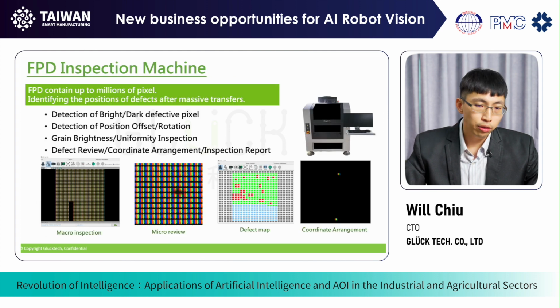Okay, and another FPD case. This case involves the illumination inspection of LED panel. It can be used to check for defects on the panel and provide coordinates for laser repair machine to perform rework on panel.